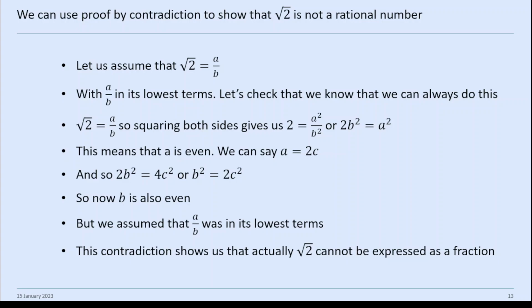But we actually assumed that a over b was in its lowest terms, and we found out that a and b are both even. So actually now we've contradicted our hypothesis, which shows that root 2 cannot be expressed as a fraction, because by assuming that it can, we've got to an absurd result.